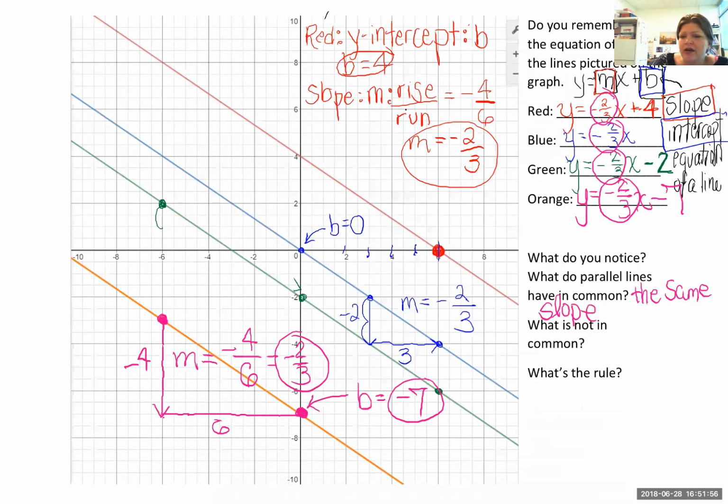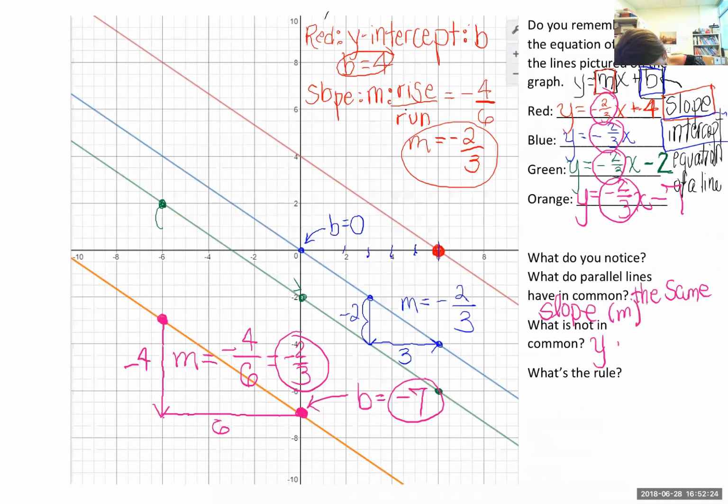So I have a question for you. Did all these parallel lines have the same y-intercept? No, of course they didn't. One of them crossed at 4, and one of them crossed at 0, and one of them crossed at -2, and another crossed my y-axis at -7. Just because they're tilted at the same angle doesn't mean they cross at the same place. Okay, so they did not have their y-intercept in common.